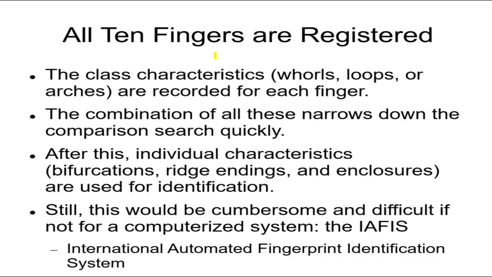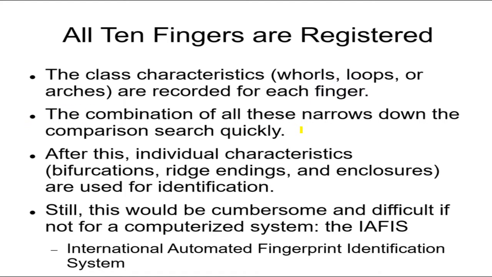What is done is that when they take fingerprints from a suspect or from someone they just want to know what their fingerprints are, they register all 10 fingerprints. They are classified as whorls, loops, or arches, and when they have a suspected fingerprint, where the criminal left a fingerprint at a crime scene, the first thing they can see is whether it's a whorl, loop, or an arch. That narrows it down.